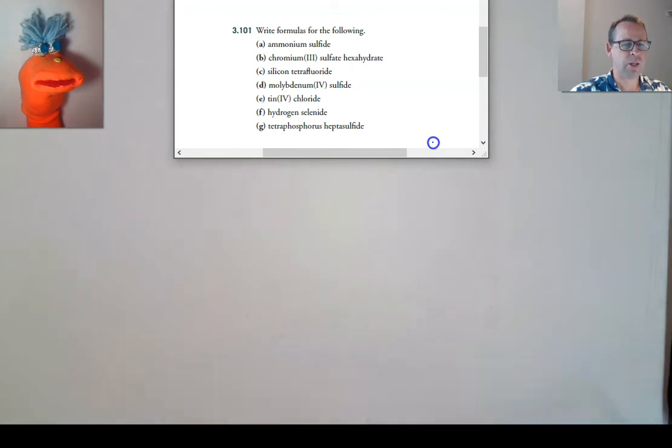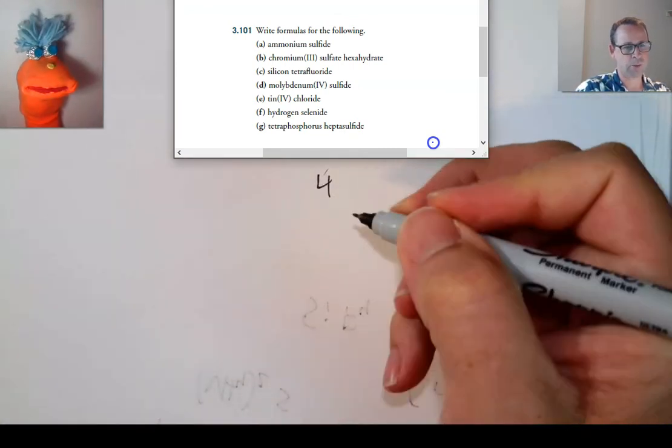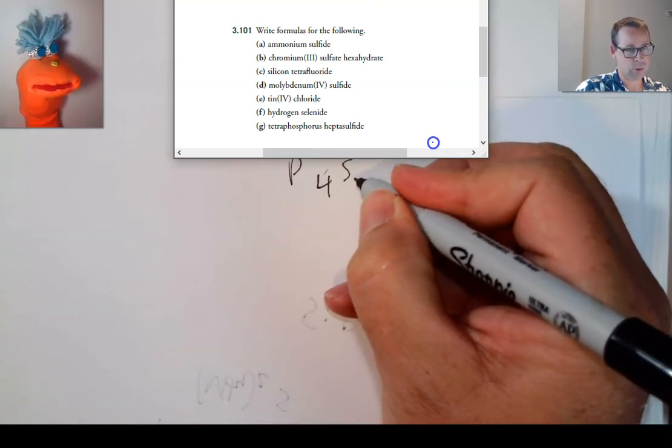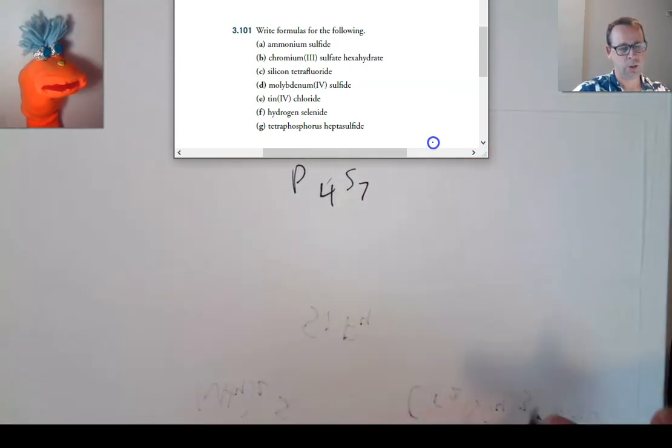Tetraphosphorus heptasulfide. I'm good at those prefixes. Tetra is 4. For what? Phosphorus. So P4, S7? Is that hepta? That's right, 7. Very good. P4S7. Excellent job.